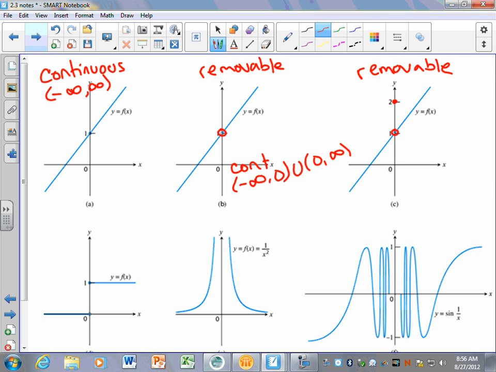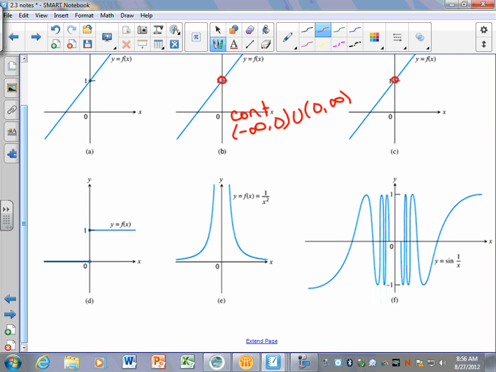So this is also a removable discontinuity. Removable and non-removable is going to become a big part of knowing whether a limit exists or not. So that's why that's kind of important. I think all the ones at the bottom are going to be non-removable.